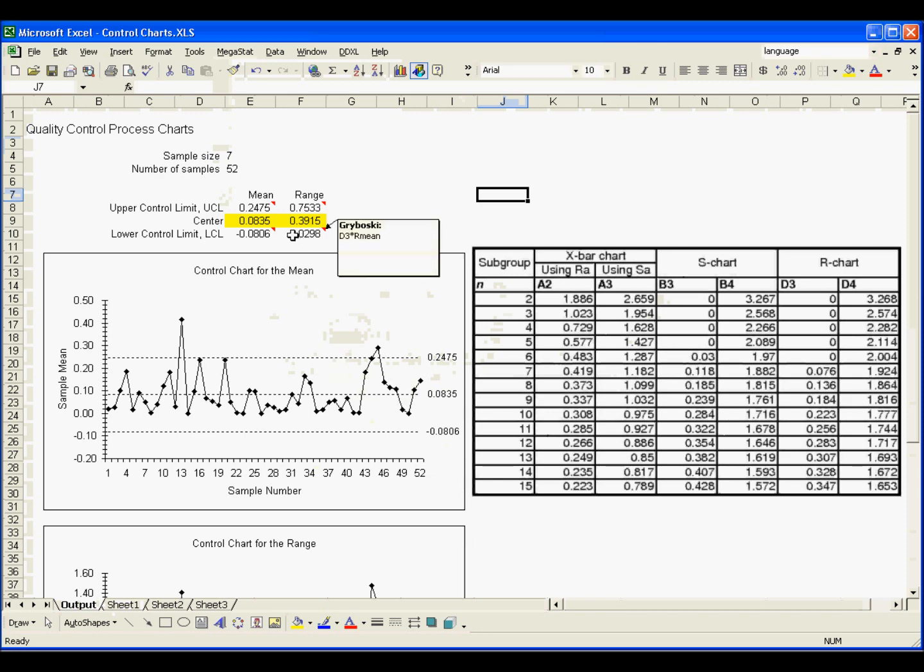With the range numbers, we're not doing plus or minus, we're just doing the mean of the ranges times this D3 column. So 0.076 times 0.3915 gives you 0.0298. And the upper range is going to use D4, the number in the D4 column, so 1.924, that corresponds to a sample size of 7. So the mean of the range is multiplied by the 1.924, and that gives you 0.7533. Okay, so now we've got where those numbers come from.